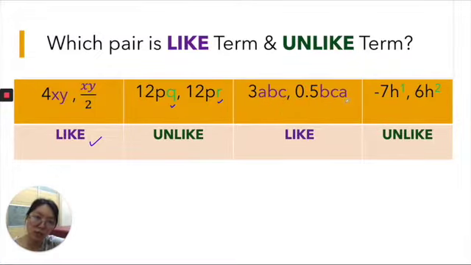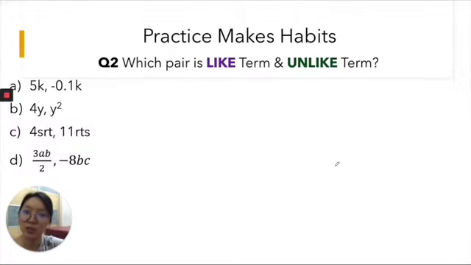Check for the third one. ABC, BCA, all variables are there. All the powers? 1, 1, 1, 1, 1, 1. So they are like terms. And the last one, variables the same, but the powers are not the same. Unlike terms. Here you go, this is practice makes perfect.